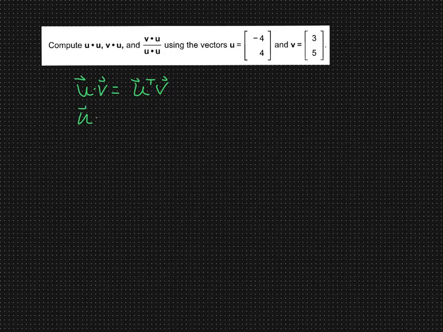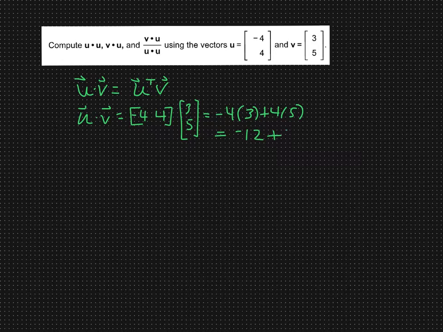So u dot v for this case is equal to u transpose, which we write as a horizontal vector, times v, which is 3, 5. You just do your matrix multiplication: -4 times 3 plus 4 times 5, and we get -12 plus 20, which is 8.